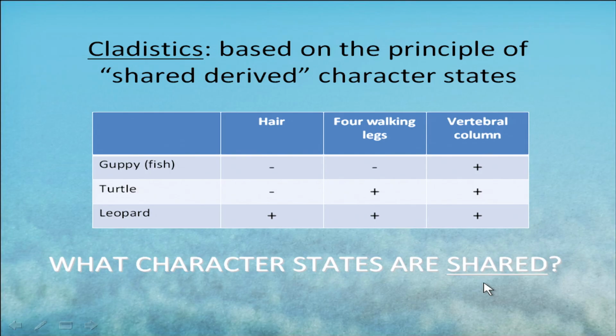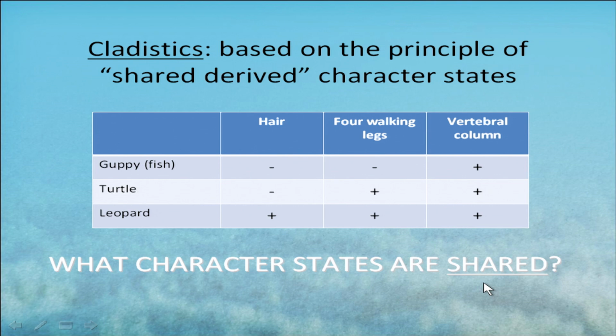Let's take a look at this character matrix here. We have a guppy, a turtle, and a leopard. And we have three characters that we're looking at: hair, whether or not they have 4 walking legs, and whether or not they have a vertebral column. Based on the character matrix, you can see some of them are filled in with minuses, which means they don't have that particular character state, and some of them are filled in with pluses, which means they do.